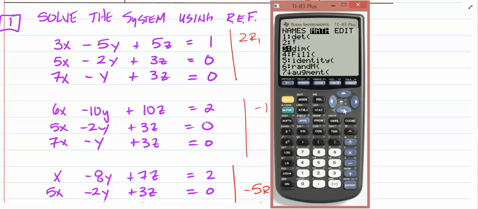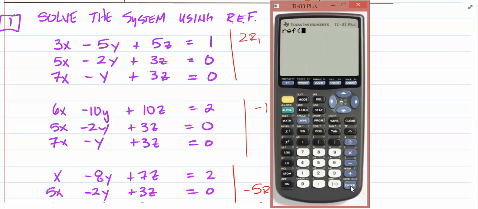But we want to go down to, oh, this looks fun. Ooh, REF. Check that out, REF. And then there's another option, which is RREF. We're going to explore both of these right now. REF, what do you think that stands for? Row echelon form. Oh, yes, indeed.